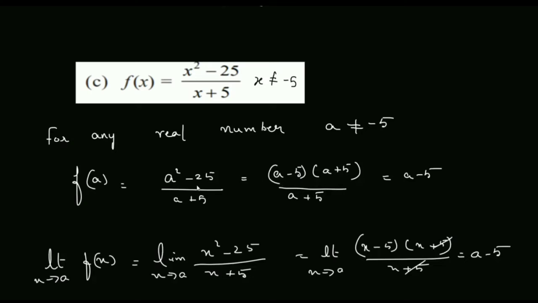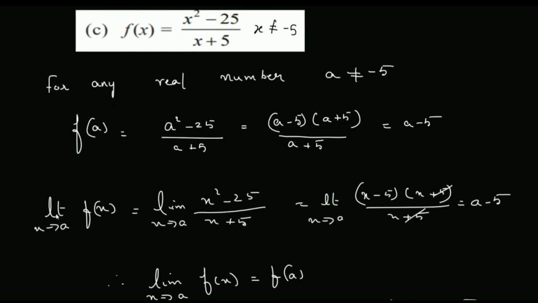Factorize this. A square minus 25 is a square minus 5 square, so a minus 5 into a plus 5. So you can cancel a plus 5 and a plus 5. That is equal to a minus 5. So the functional value is a minus 5.